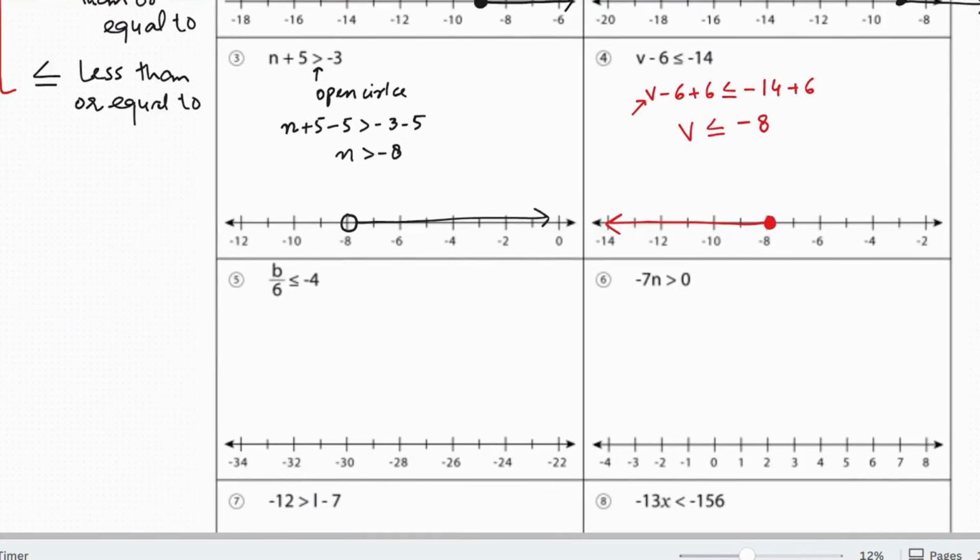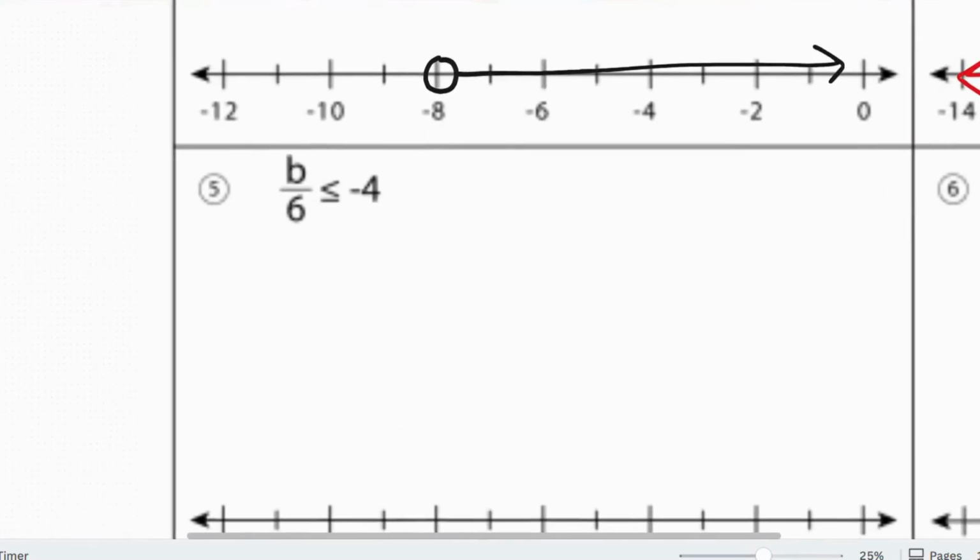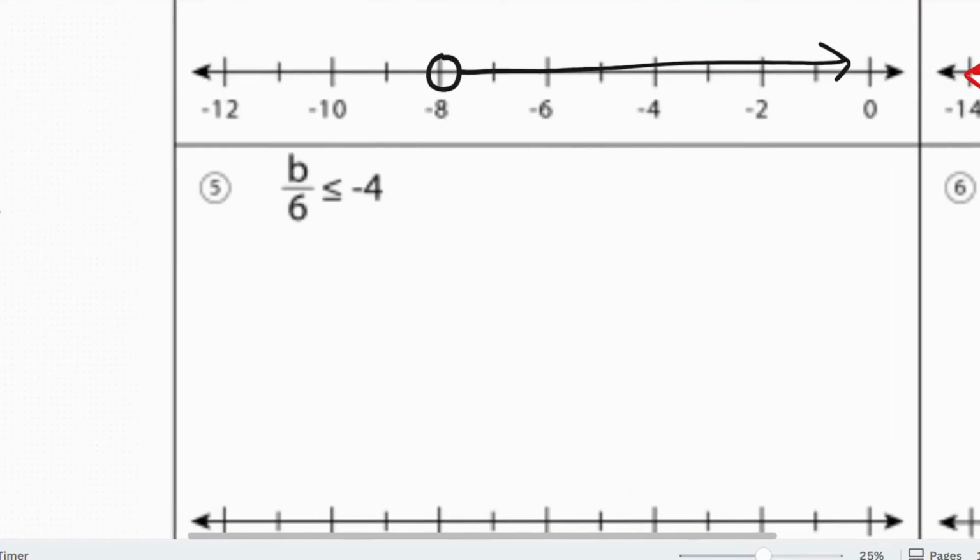Alright. So now I will be moving towards question number 5. As we can see, b and 6, they are being divided with each other, right? So b over 6 less than or equivalent to minus 4. So in order to isolate this b, I will multiply both sides with the 6. So that will become b is less than or equivalent to minus 24.